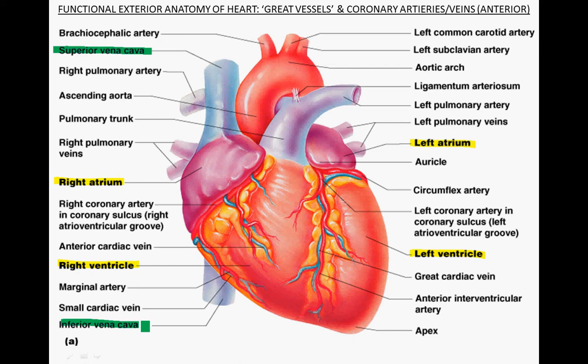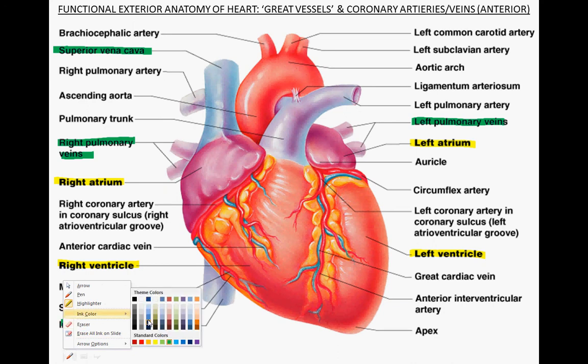The blood vessels that are returning blood to the left side of the heart are the left pulmonary veins and the right pulmonary veins. So again, this green is highlighting blood vessels that are bringing blood back to the heart. The pulmonary veins bring it to the left atrium, and the superior and inferior vena cava bring it to the right atrium. So let's switch colors again and look at the vessels that are leaving the heart, and we'll do these in orange here.